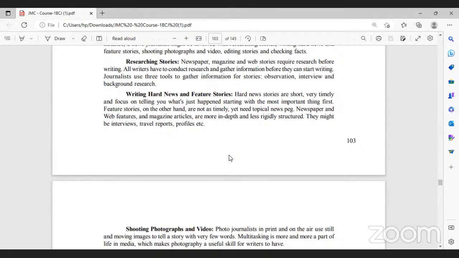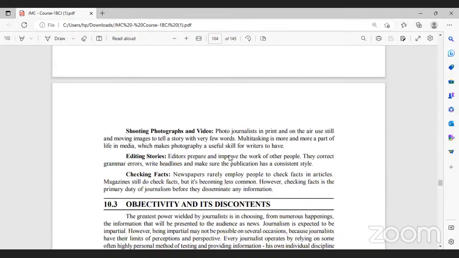So we see that they are short, very timely, and focused on telling what's happening in and around. Whereas when we come to a feature story, it is something like soft news, where it is not timely but needs topical news. So newspapers, web features, and magazine articles are more in-depth and less rigidly structured. They might be interviews, travel reports, profiles.